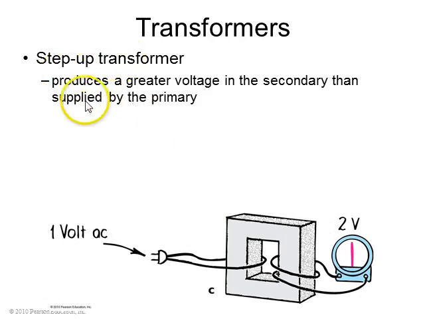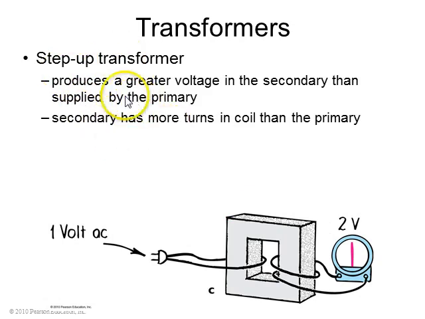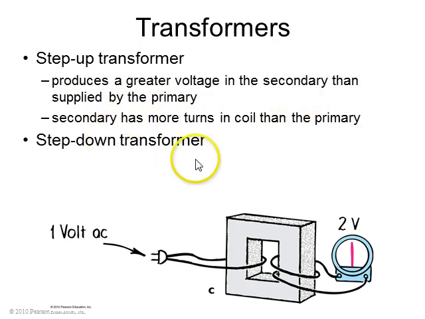A step-up transformer is one that produces a greater voltage in the output than in the input. And it's done by increasing the number of coils. So, for example, here's 1 volt input AC in this side of a transformer. On the other side, you have 2 loops, or 2 turns in the coil, and this produces 2 volts output. So that's a step-up transformer.